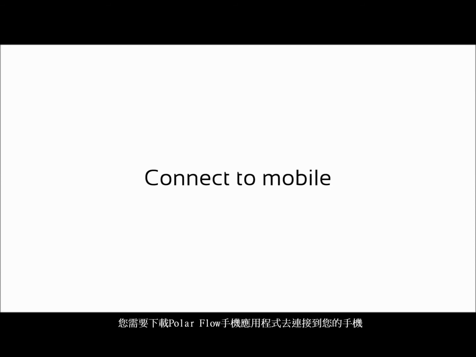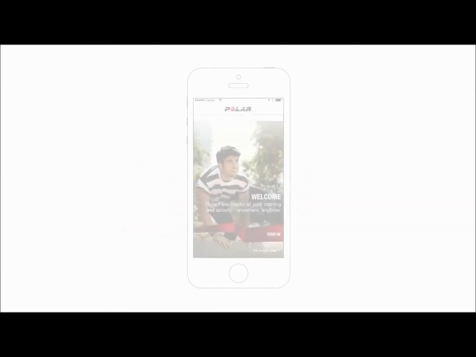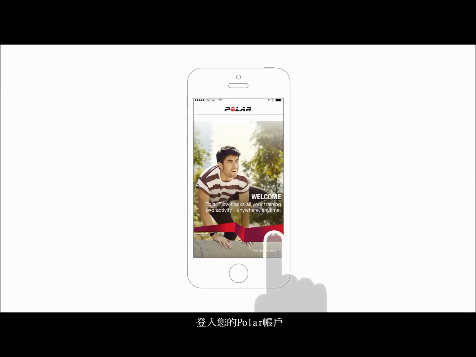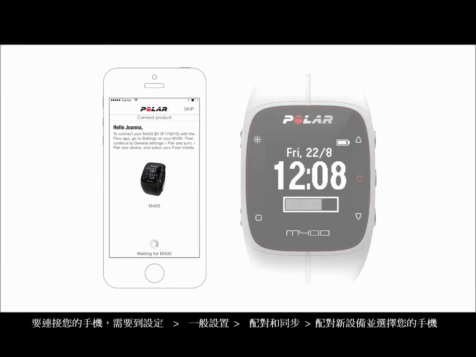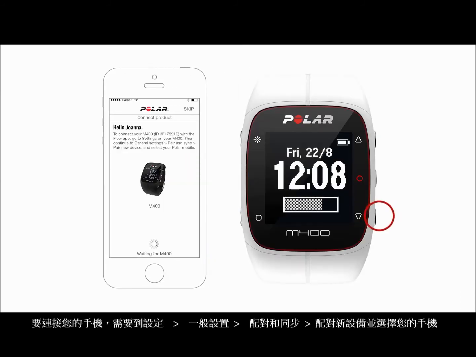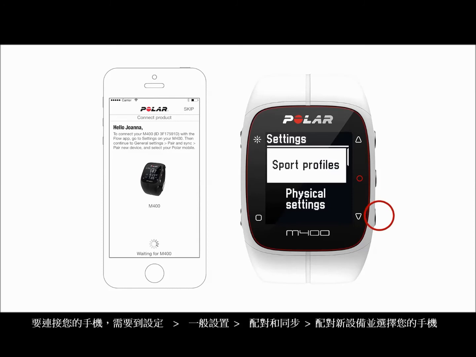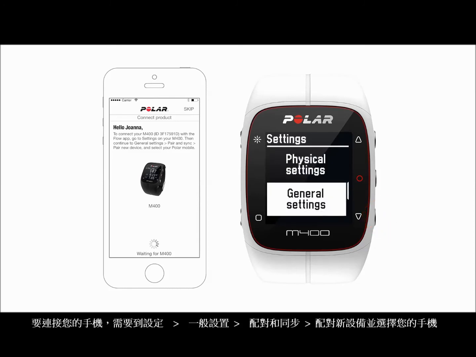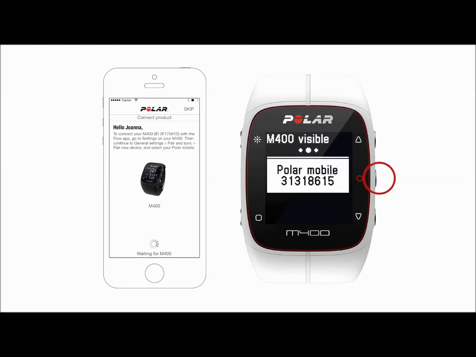To connect M400 to your mobile, download the Polar Flow mobile app. Then sign in with your Polar account. To connect your M400 with the Flow app, go to Settings, General Settings, Pair and Sync, Pair New Device, and select your Polar mobile.